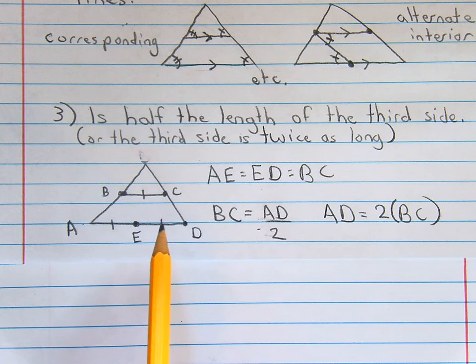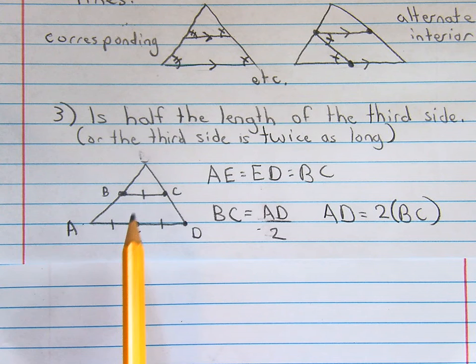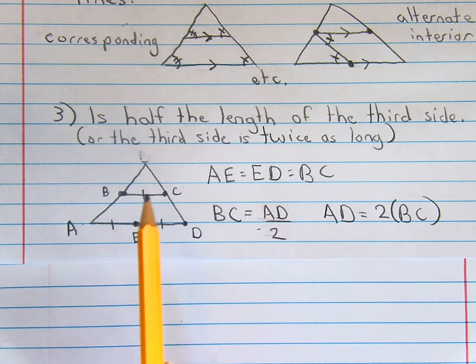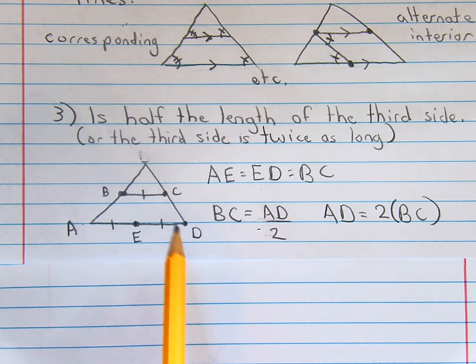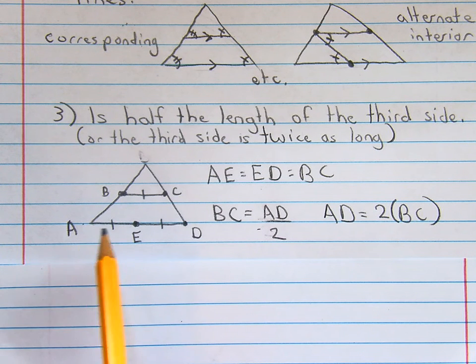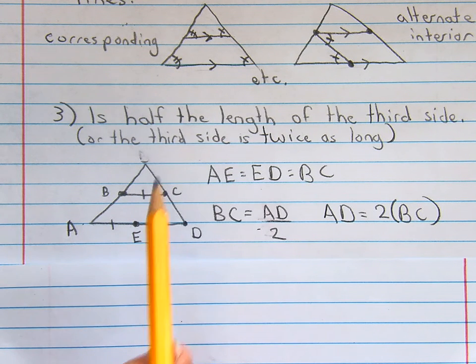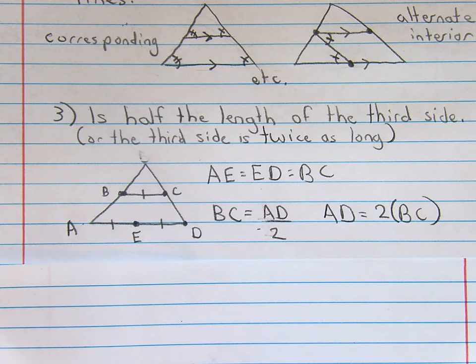So you can use this to find any bits of this information. If I know what AD is, I can cut it in half to find BC. If I find BC, I can double it to find AD. And if I know AD, I can cut it in half to find ED or AE, given that this is a midpoint in this situation here.